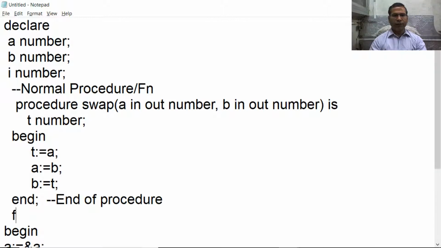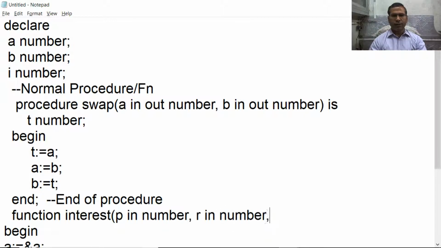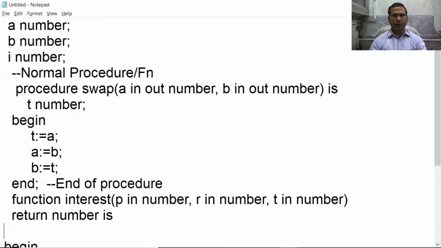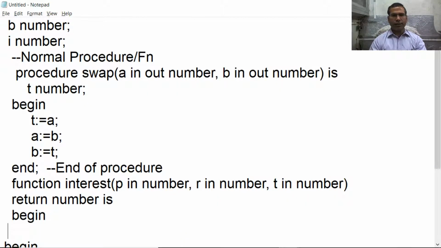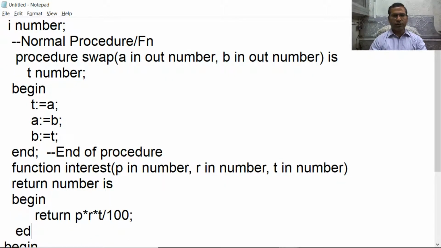Similarly, function interest, P in number, R in number, T in number. Now here we have to write return number is. Inside the begin section I am writing return P into R into T upon 100. Now this is the end of the function.